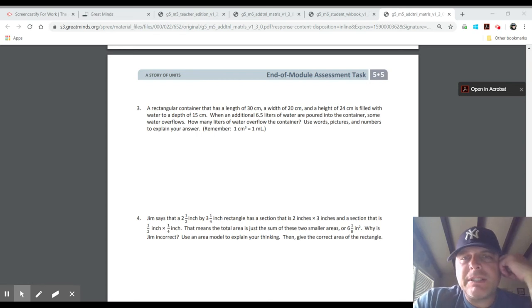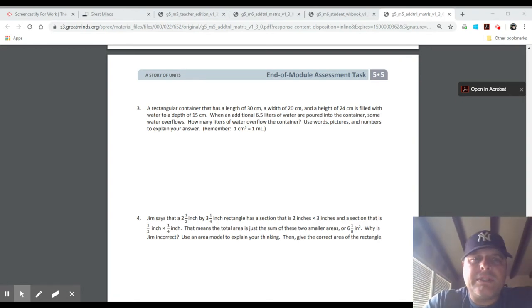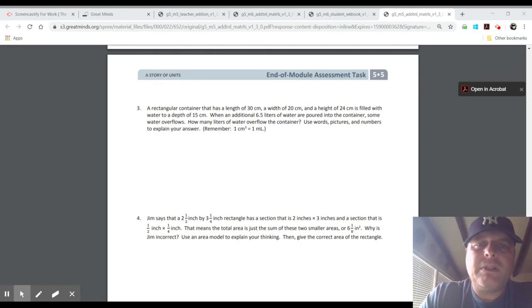Okay, so this is the end of module assessment task, and we are on Unit 5 Geometry, number 3. This problem has a couple parts to it. The first part has a rectangular container that has a length of 30, a width of 20, and a height of 24. It says that it's filled with water to a depth of 15 centimeters. When an additional 6.5 liters of water are poured into the container, some water overflows. How many liters of water overflow the container?